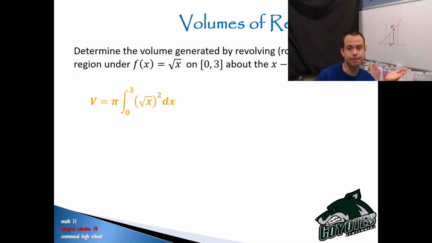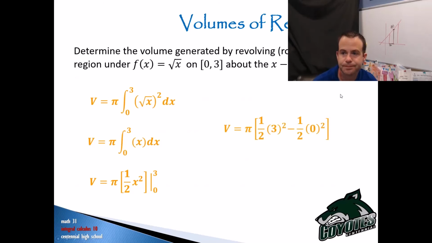The integration will be pi times the root of x squared from 0 to 3. The root of x squared is x. The integration of that would be 1/2 x squared. I got a little ahead of myself. And then I'm going to evaluate 1/2 x squared from 0 to 3. So I'm plugging in 3. 3 squared is 9, so that's 9 over 2 minus 0. So that'd be 9 pi over 2 units cubed. 9 pi over 2 units cubed.